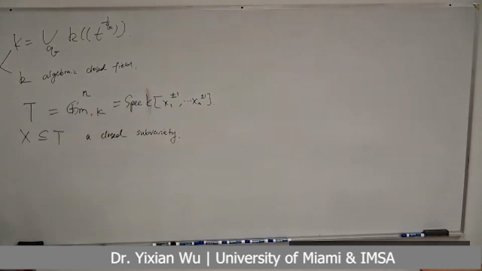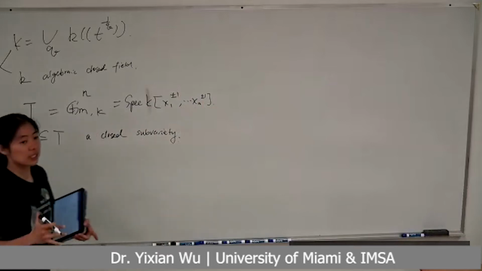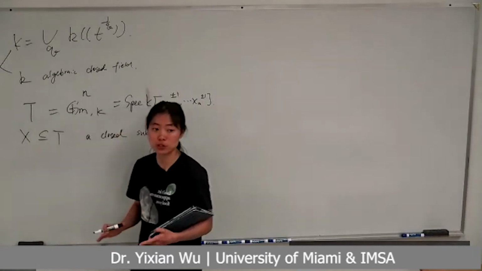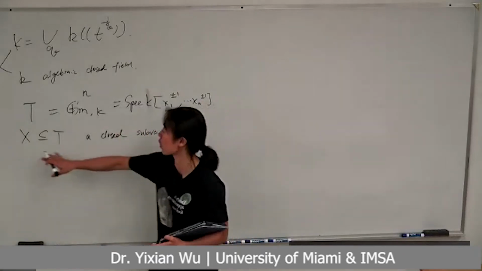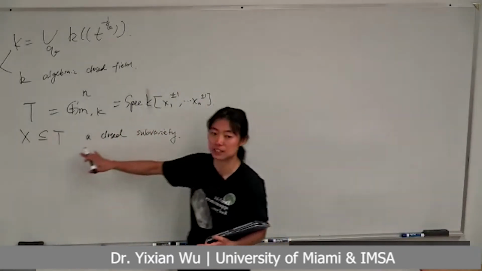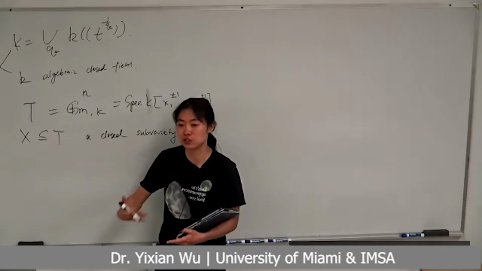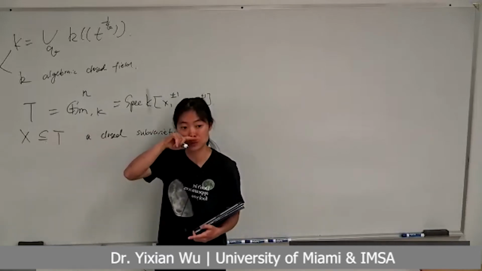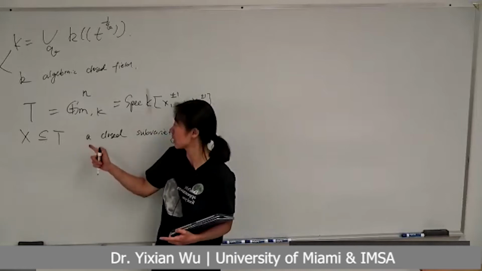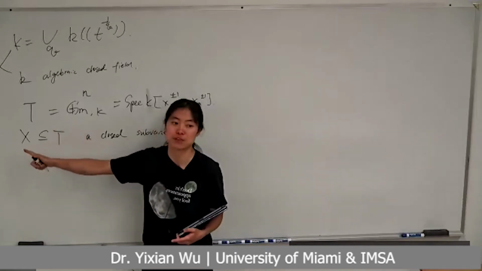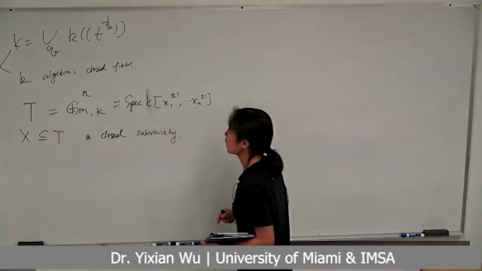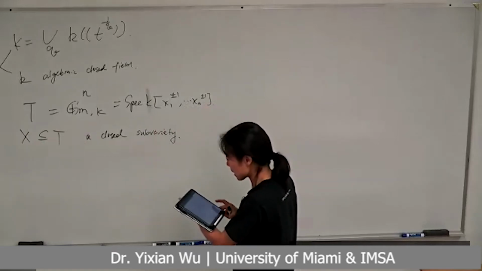And I will tell you a general way that is used in the Nicaise-Payne paper to define a volume for any closed subvarieties of this form. Actually, they do it for any semi-algebraic subset of any subvarieties. So this is the basic setting.